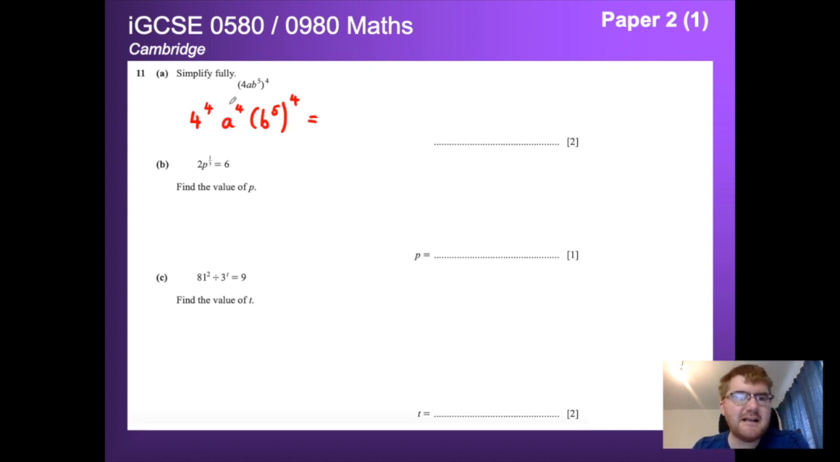Now you've got a calculator to work out 4 to the power of 4. Remember this means the same as 4 times 4 times 4 times 4. That will be equal to 256. A to the power of 4 stays the same.